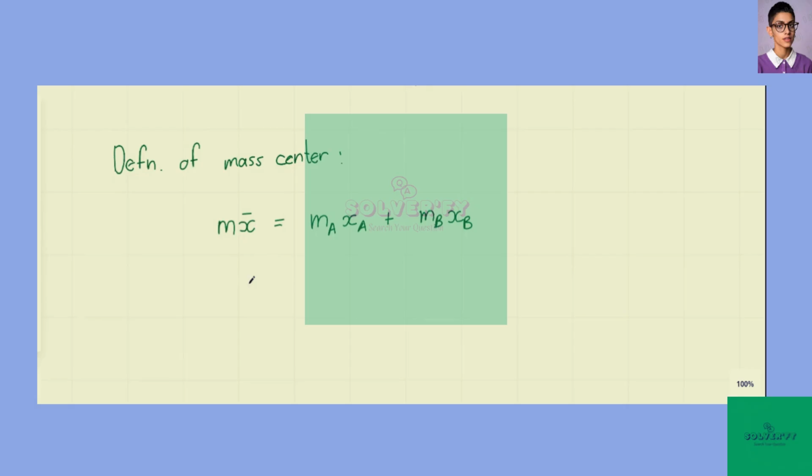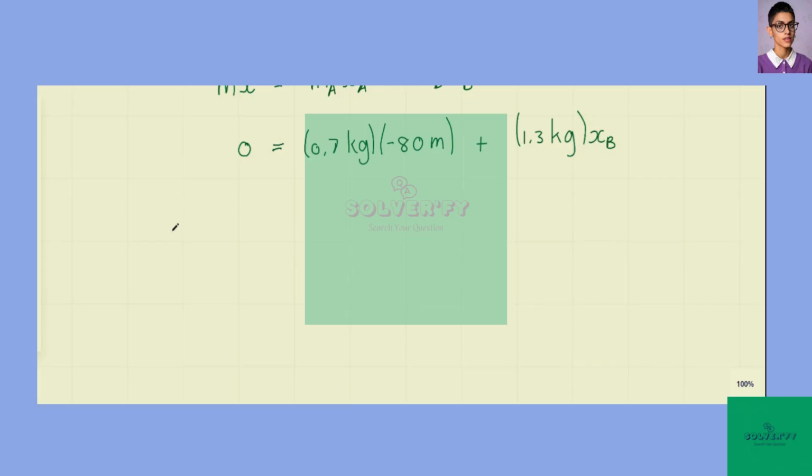So we know the mass times the x-coordinate of the mass center position, 0, should be equal to the mass of fragment A, which is 0.7 kg, multiplied by the position of fragment A, minus 80 meters, plus the mass of fragment B, which is 1.3 kg, multiplied by xb, the x component of fragment B. So we can rearrange this, and we can find the x component of fragment B. And xb turns out to be 43.1 meters.